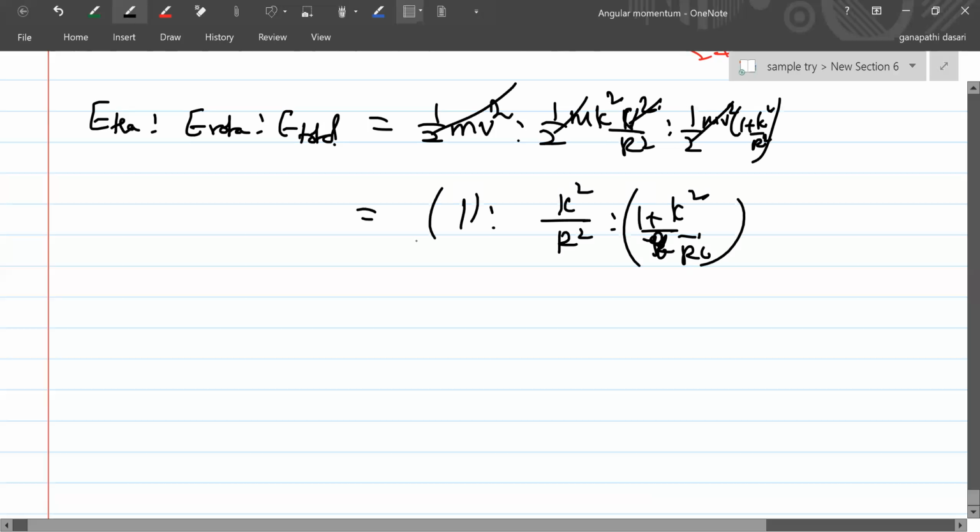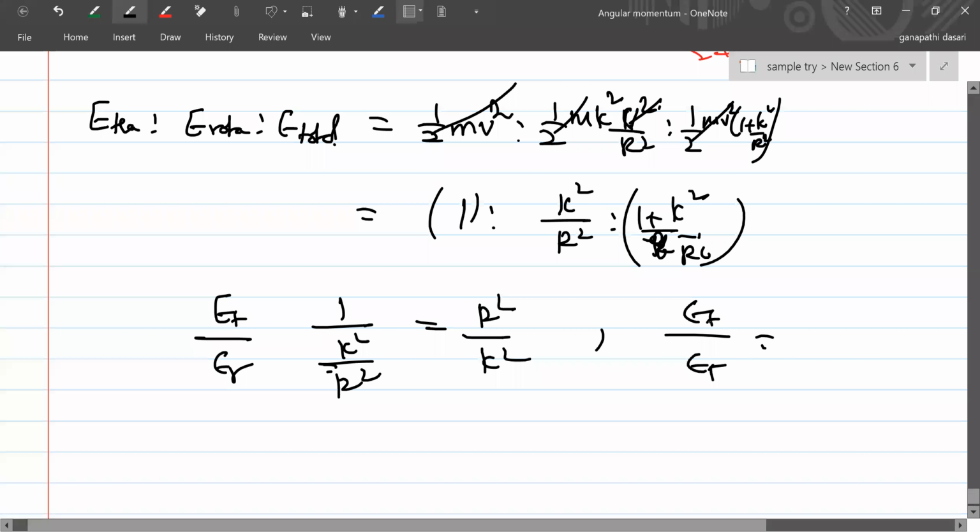Translational by rotational means 1 by k square by r square. If someone asks you the ratio of translational kinetic energy to rotational kinetic energy, what will you write? 1 by k square by r square, that is, E translational by E rotational will be r square by k square. Got it? If the question is asked as E translational by total energy, what is the ratio of the translational to total energy? That will be 1 by 1 plus k square by r square, that is, r square by r square plus k square. Like that, rotational to total, any ratio can be asked in the exam.